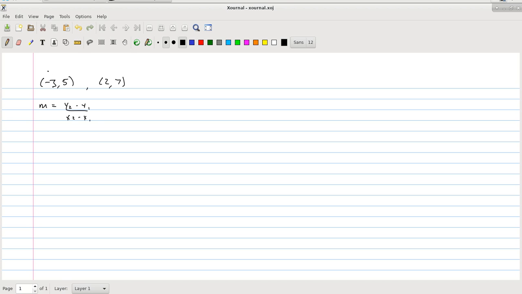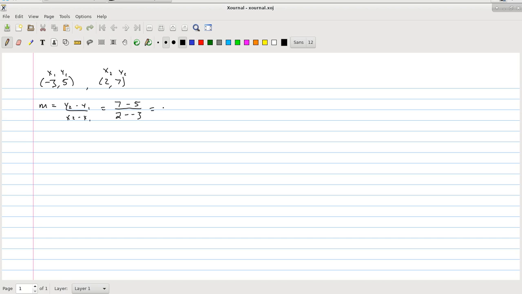The first point has an x-coordinate and a y-coordinate, so there's x1, y1. The second point has an x-coordinate and a y-coordinate, so there's x2 and y2. Plugging these into our slope formula, we've got y2, which is 7, subtract y1, which is 5, divided by x2, subtract x1.